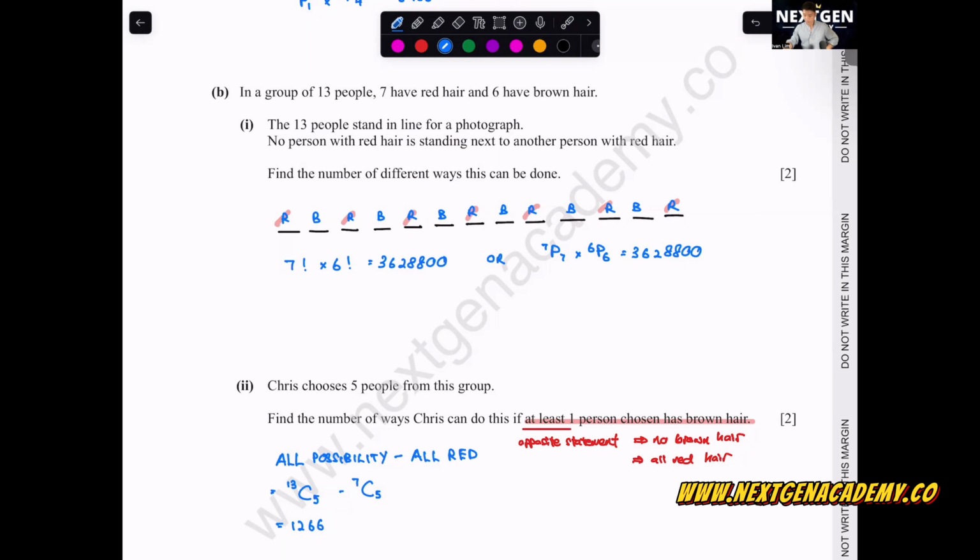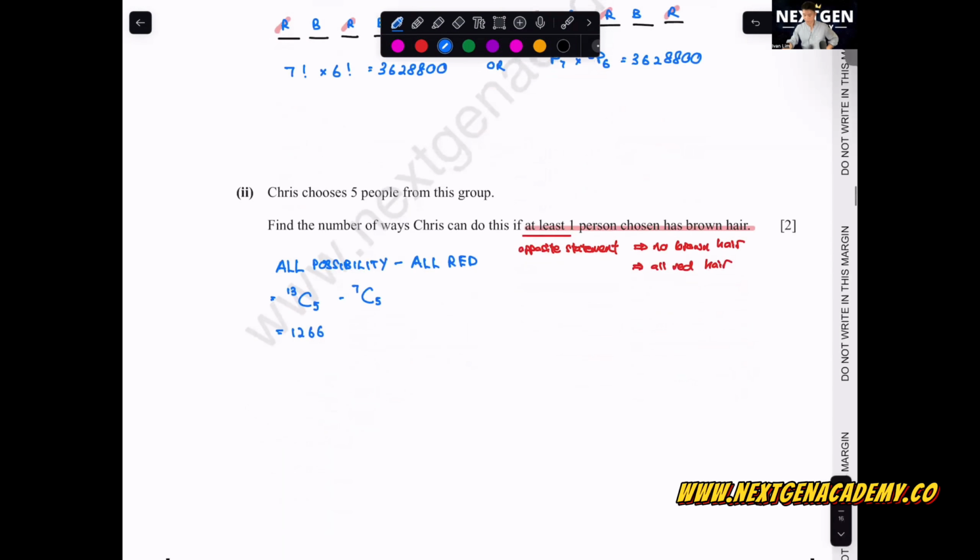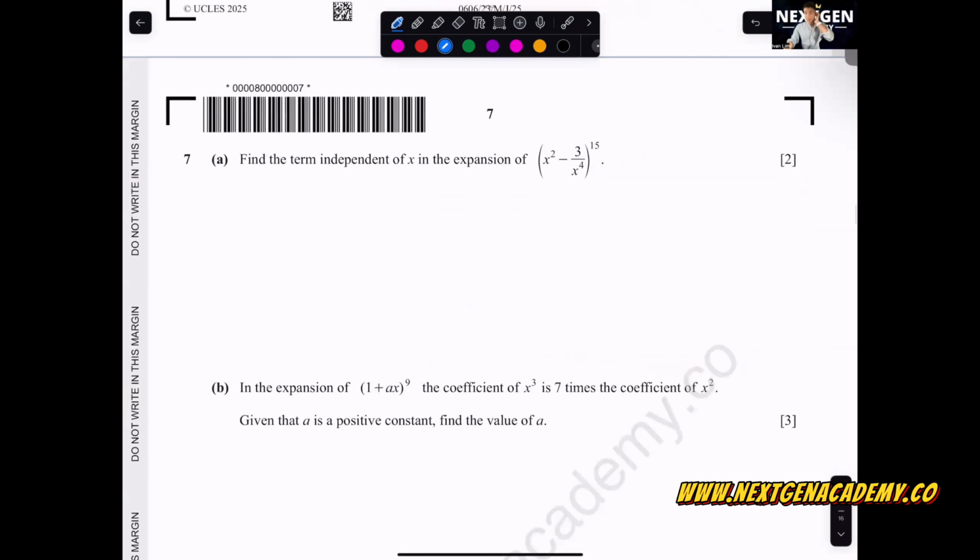Okay, let's go to number 7. 7a. Find the term independent of x in the expansion of (x squared minus 3 over x to the power of 4) to the power of 15. Which term is independent of x? Independent of x means no x.